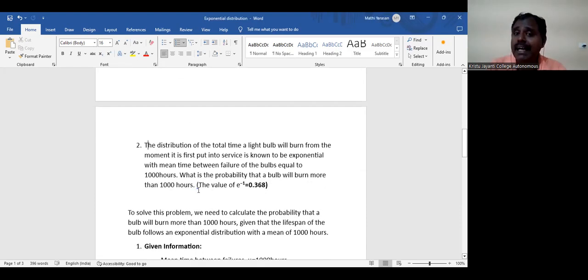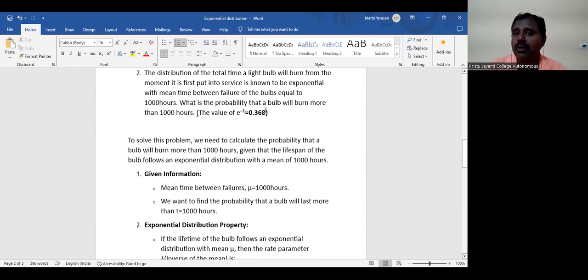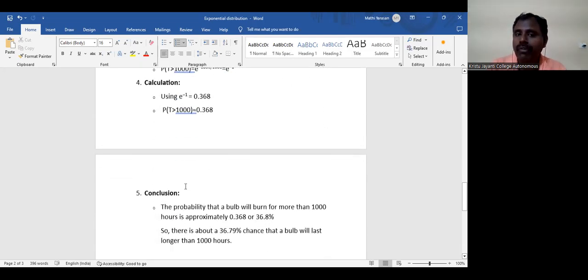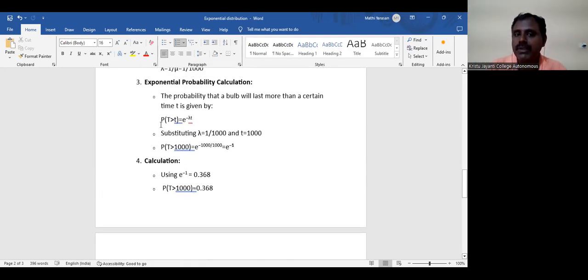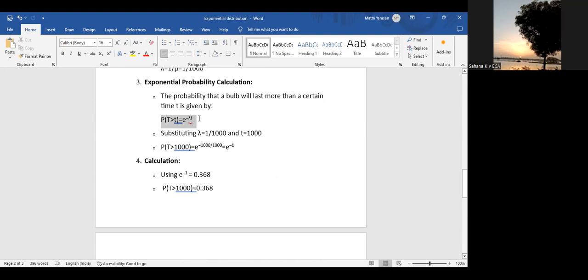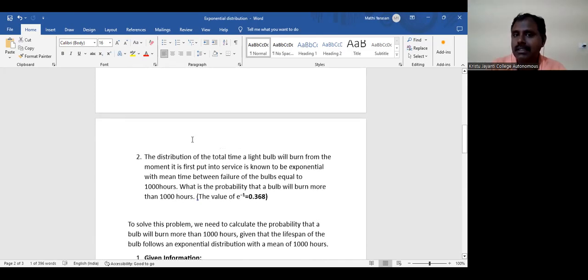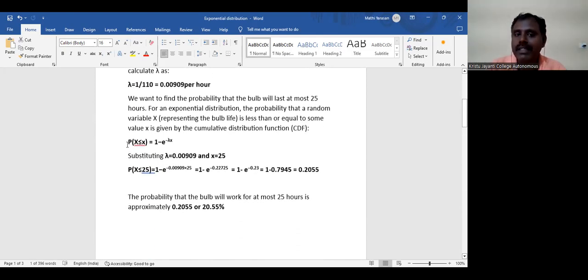But when the question is what is the probability that the bulb will burn more than 1000 hours, that is greater than 1000, you have to find out. So for the greater than case, the formula changes. The 1 minus is not going to come; you only take e to the power minus lambda t. Is it clear? This is the formula for the greater than case, and the other is the formula for the maximum, less than or equal to x. So these two formulas you have to remember.